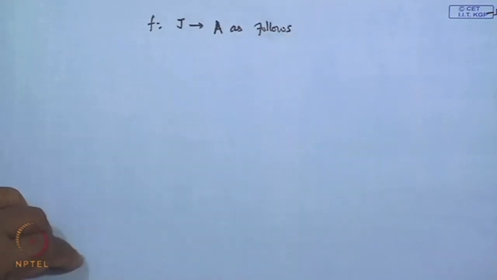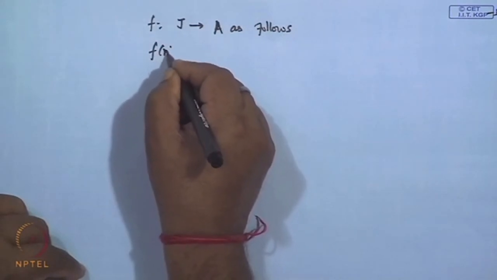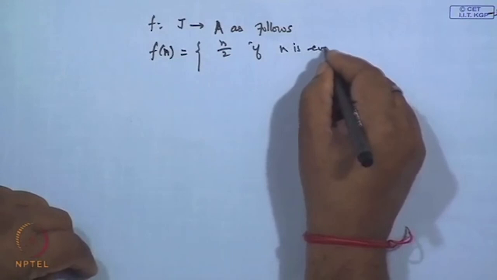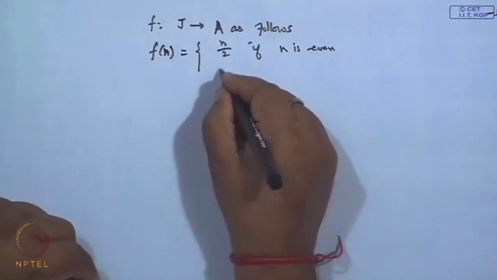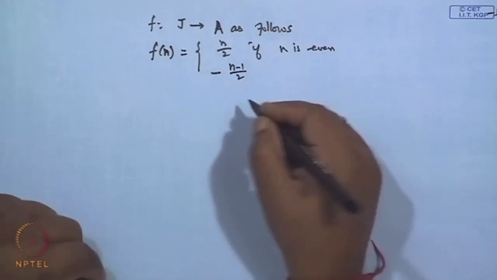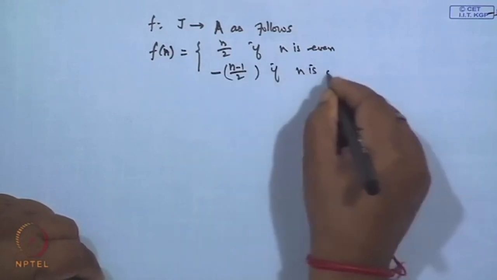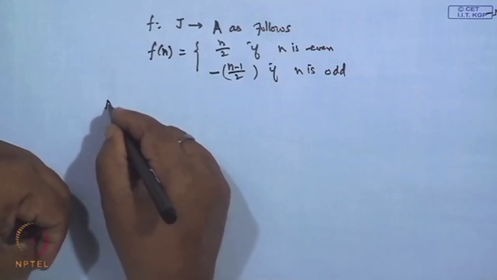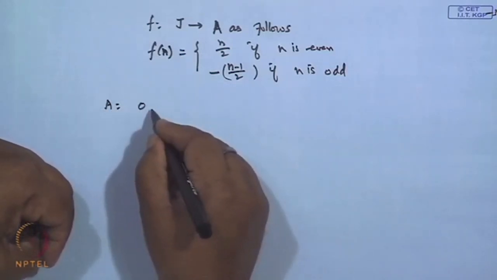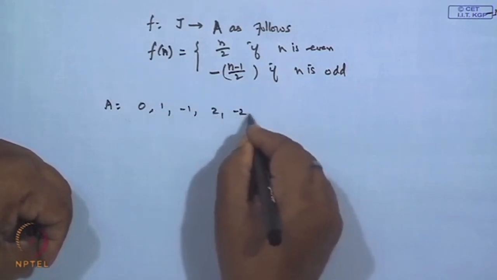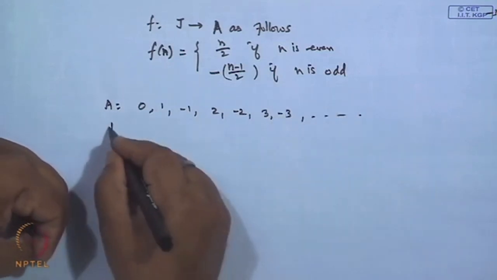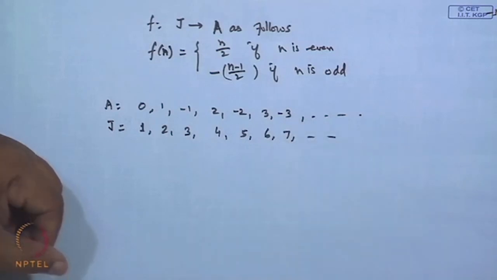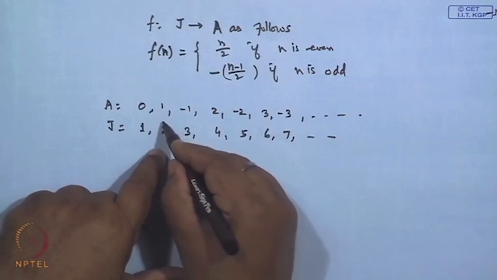The image of any n under f is n by 2 if n is an even positive integer, and otherwise (n minus 1) by 2 if n is an odd positive integer. So, what we see here is that A is the set 0, 1, minus 1, 2, minus 2, 3, minus 3 and so on, and J is the set of positive integers 1, 2, 3, 4, 5, 6, 7 and so on. As soon as n is even, it will give n by 2. So, this is related to here.